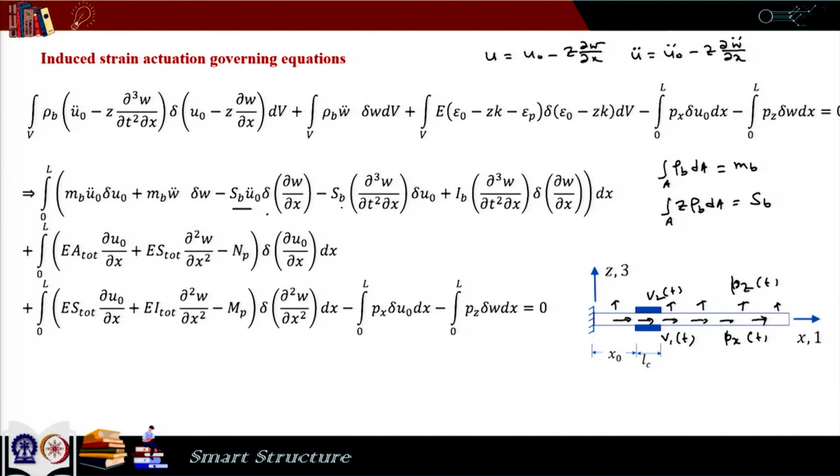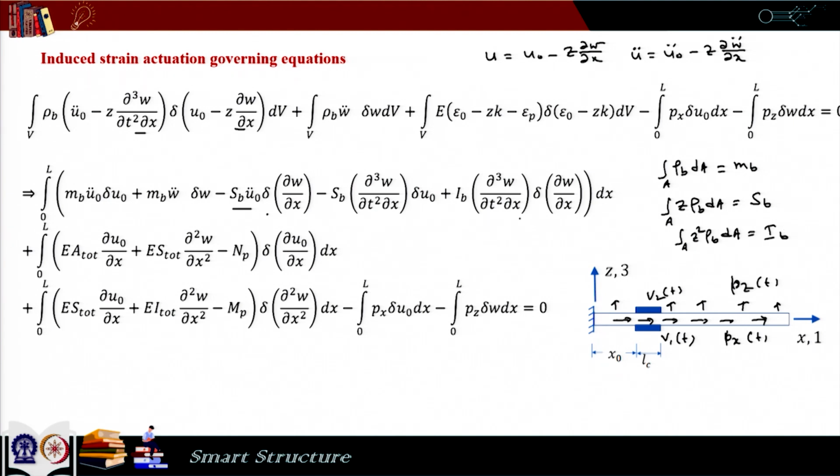So, this gives me this, and again we have sb is equal to z rho v integrated over the area. And then finally we have this rho v multiplied by this term multiplied by this term. So, here we have z and z square. So, z square, on being multiplied with rho v and integrated over the area, gives me IB.